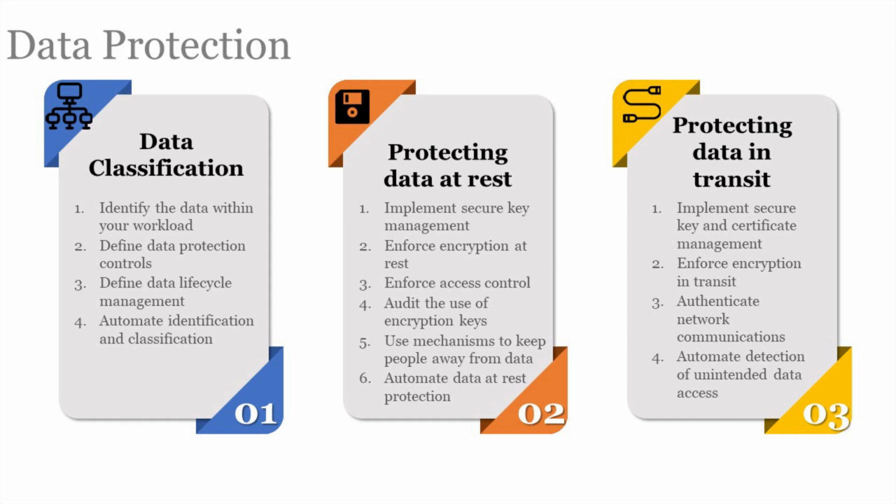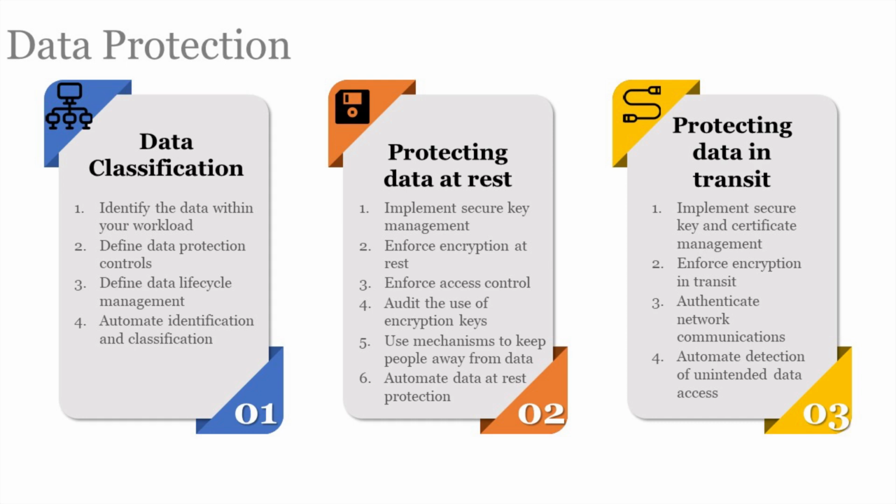5. Use mechanisms to keep people away from data. Instead of giving direct access to data for your users, you should make use of services such as Systems Manager to access the EC2 instances and data in them. Moreover, instead of handing out raw data directly to the users, you should share reports with them for sensitive information. 6. Automate data at rest protection. By enabling AWS Config compliance rules for encryption of data for resources such as EBS, you can ensure automatic data protection at rest in all resources.